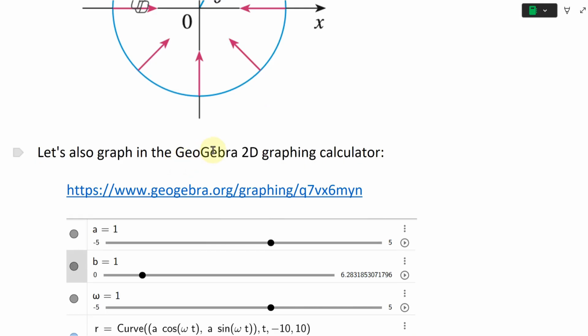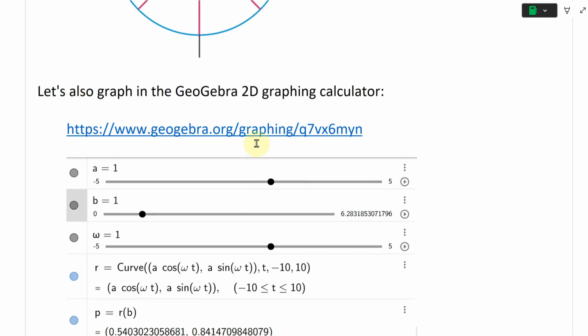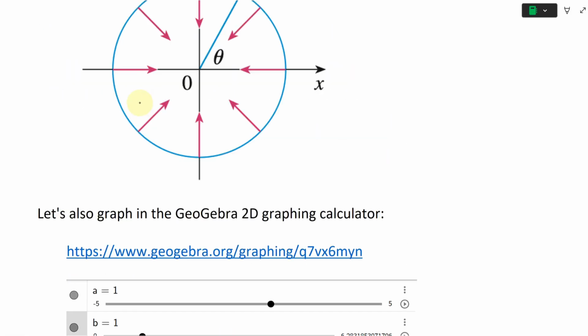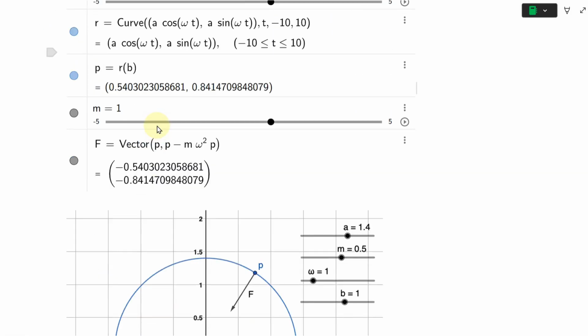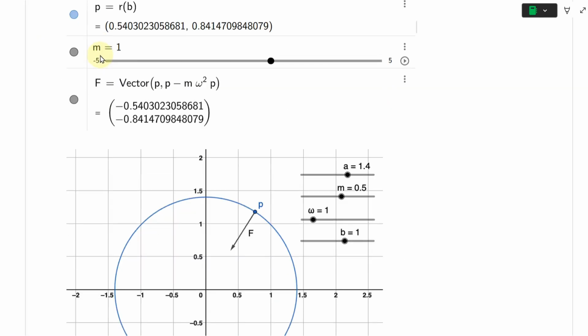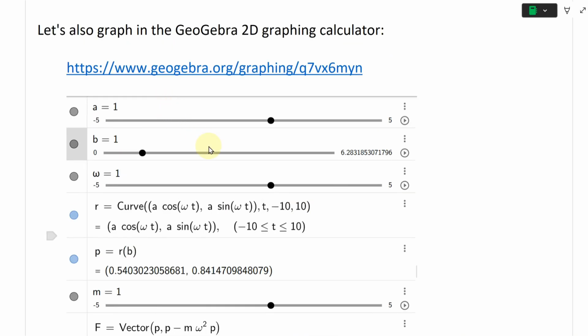So let's also graph in the GeoGebra 2D graphing calculator. There's a link to it, and I also add all the variables that are there. So there's A, that's actually just the radius, remember that. As you change it, it just gets bigger and bigger. For example, A is 1 here. Actually, this is 1.4 in this graph. So 1.4, and that's the radius. That's quite amazing. So A is just the radius, and as you slide it, it will get bigger or smaller.